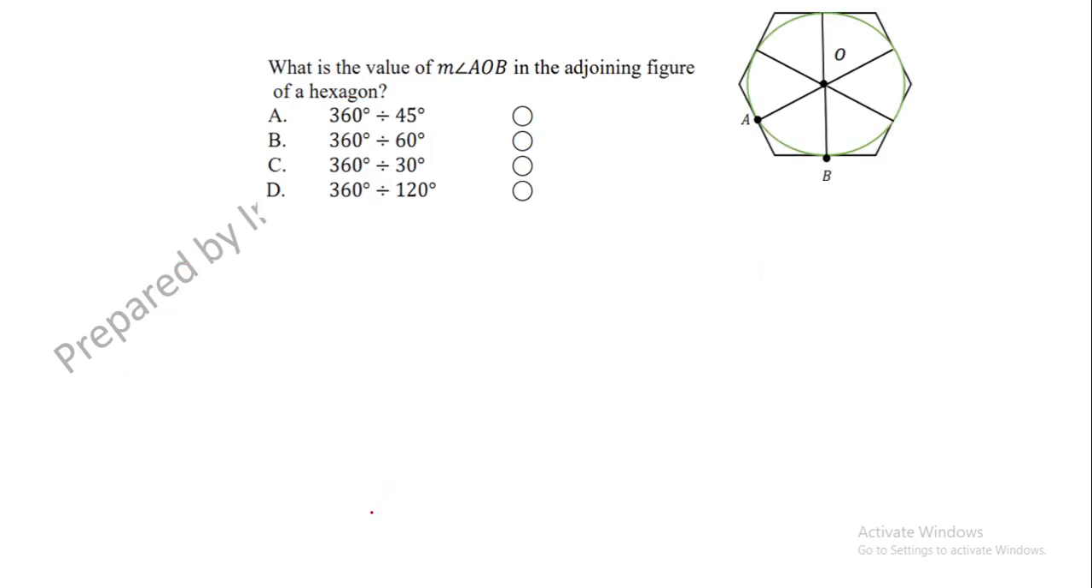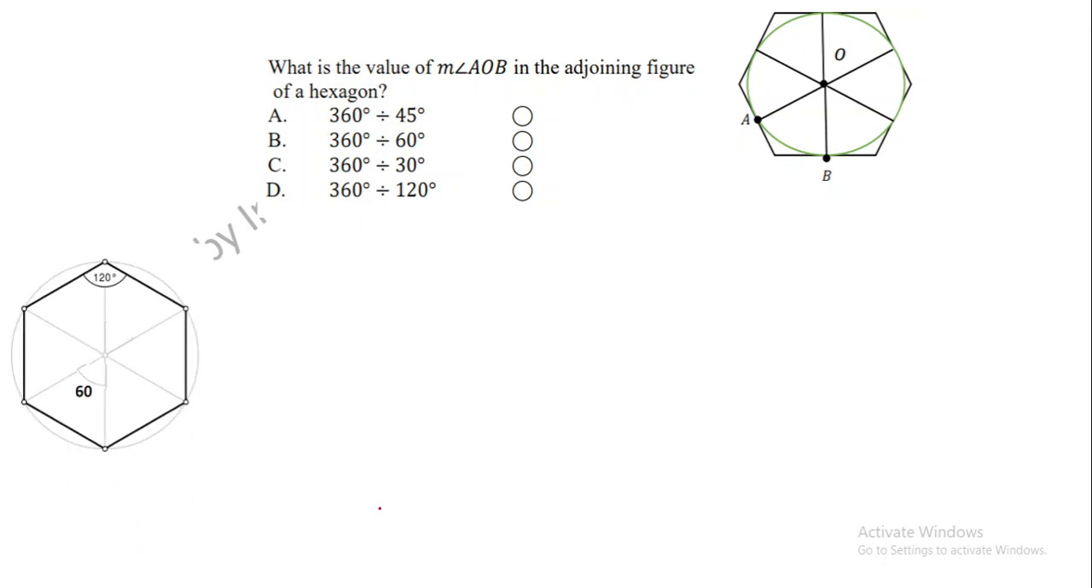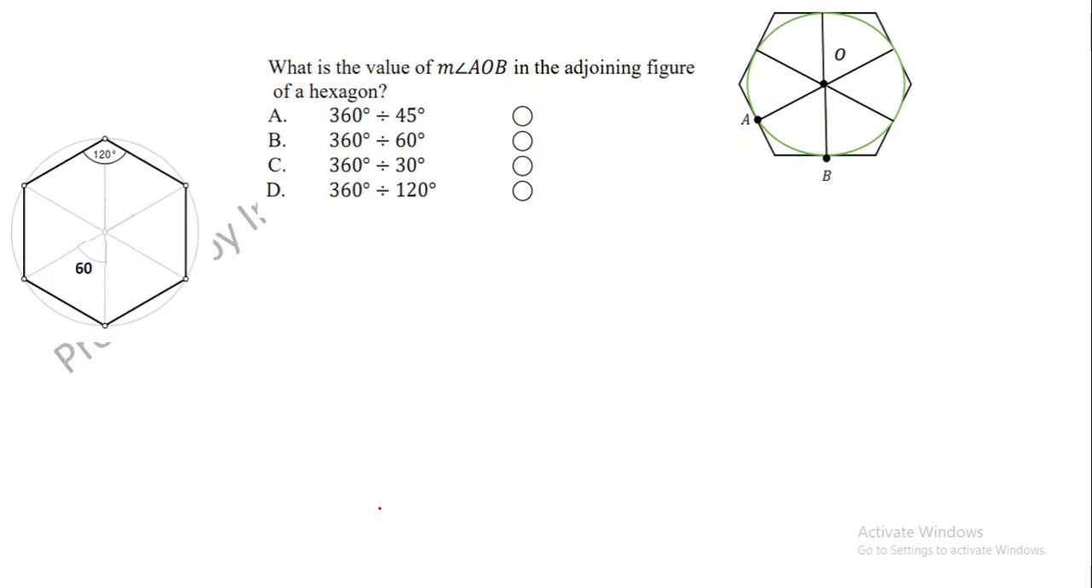Next he says, what is the value of the angle AOB in the joining figure of a hexagon? Hexagon is a six-sided figure. Look here, the value of AOB. Because this is a regular hexagon, it means equal parts. So this whole is 360 degree. One, two, three, four, five, six. An easy way: 360 divided by 6, you will get the answer 60 degree.